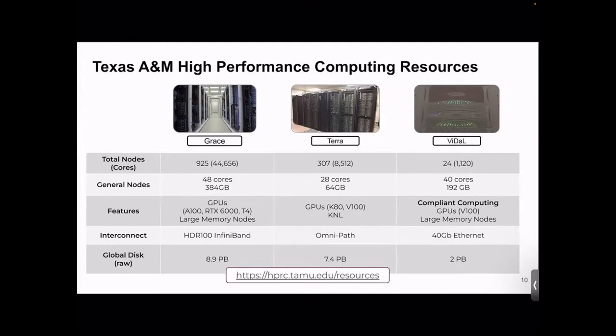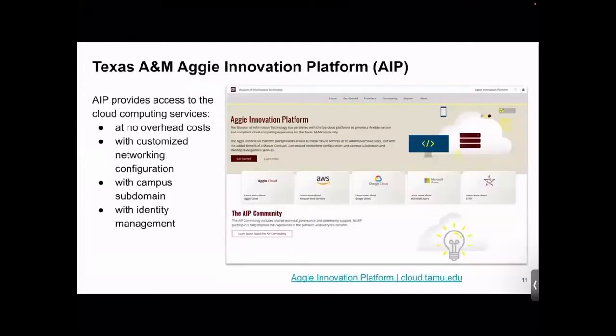So there's another service provided by an IT department, IT division, and this is called the Aggie Innovation Platform. They provide links and the resources to Aggie Cloud, which is a private cloud I mentioned previously. And it also has links and also some master contracts with AWS, Amazon, Google, and Microsoft. And there's another one, I think, Star.